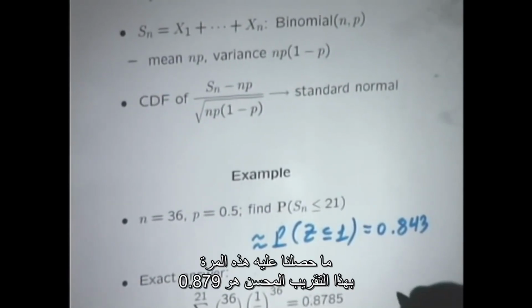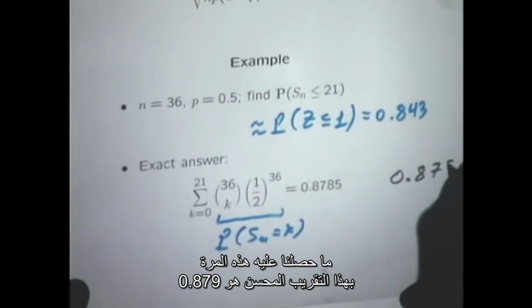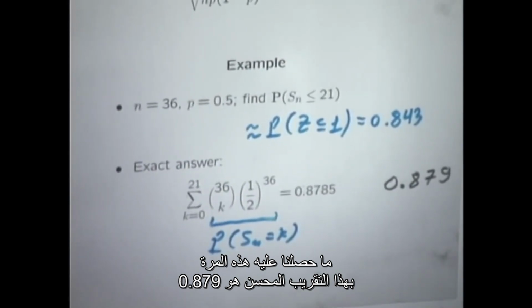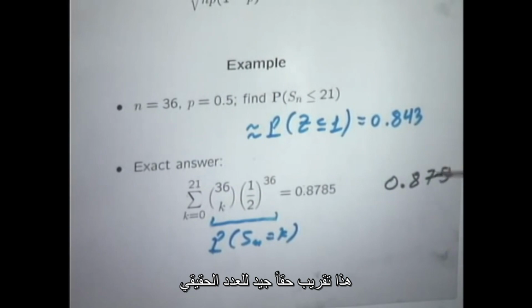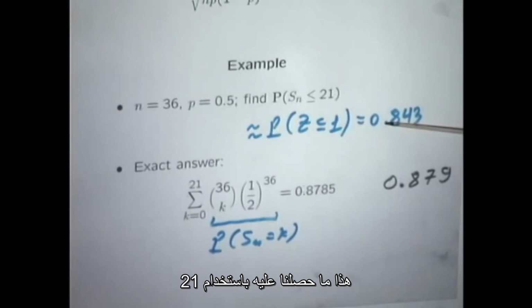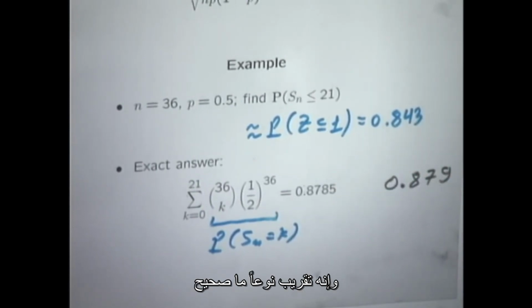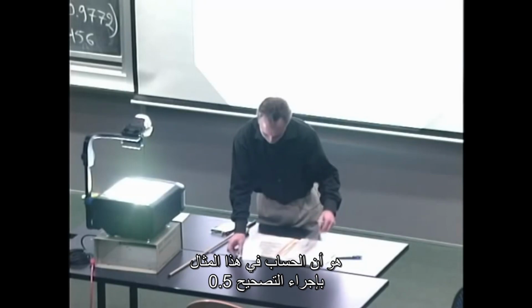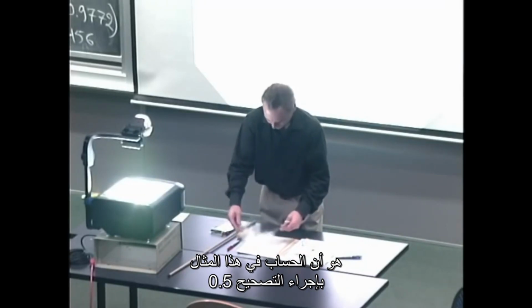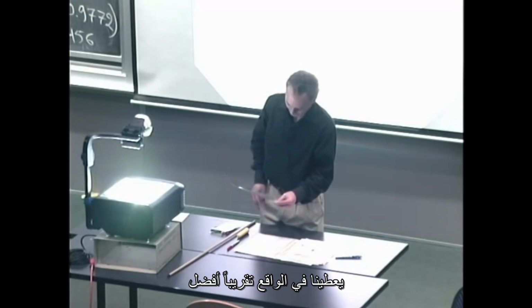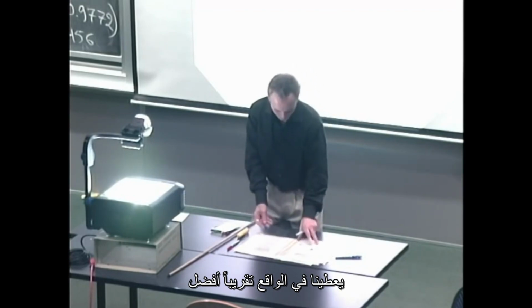Going back to the previous slide, what we got this time with this improved approximation is 0.879. This is a really good approximation of the correct number. This is what we got using the 21. This is what we get using the 21.5. And it's an approximation that's sort of right on, a very good one. The moral from this numerical example is that doing this 1/2 correction does give us better approximations.